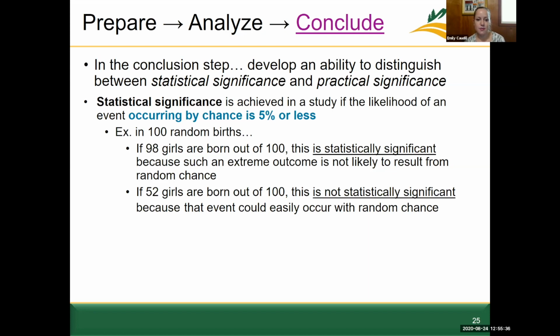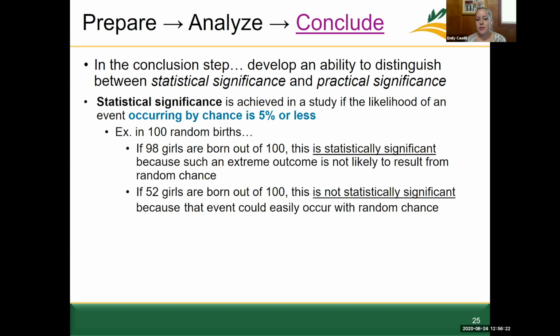Okay, and we'll talk more about this, but for example, if we have 100 random births, if 98 girls are born out of 100, that is statistically significant. So not just in theory what happens, but if we have 100 random births and 98 girls are birthed out of those 100 families, then this is statistically significant because such an extreme outcome is not likely to result by just random chance. Okay, so that 5%, we'll talk more about how we can actually figure out if it's 5% or less mathematically. This is just to introduce you to the concept of statistical versus practical significance.